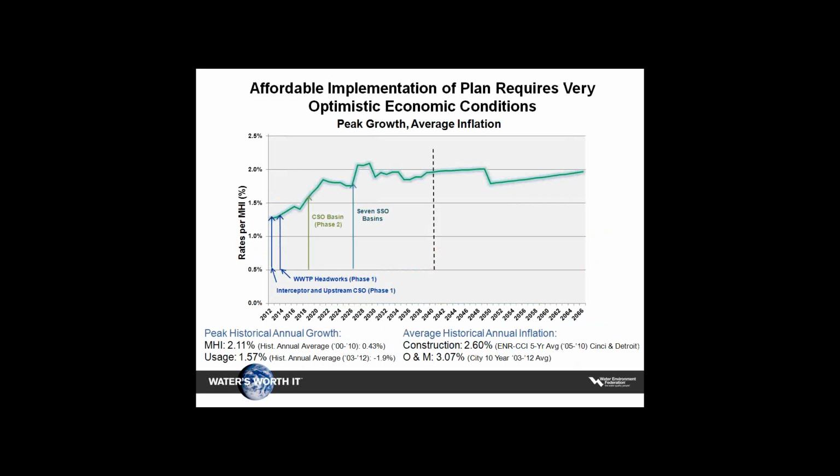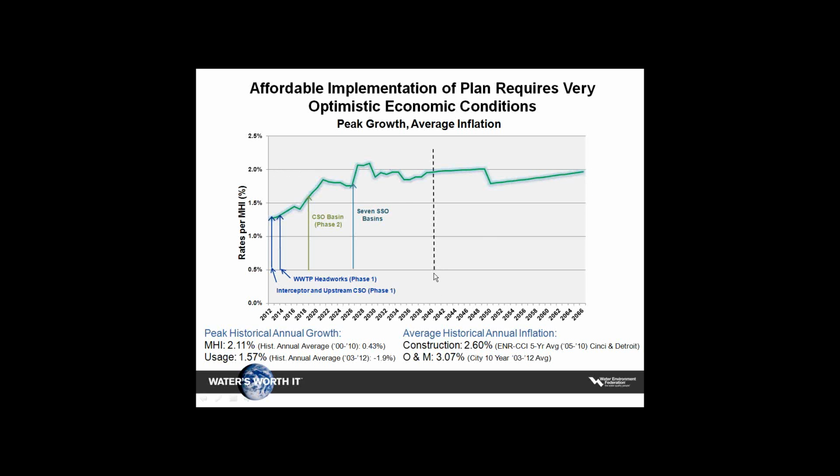Again, the next slide would be affordable implementation. The plan requires very optimistic economic conditions. And again, it's a peak historical growth of about 1.5% per year, and then an average inflation event over time of right around 3%. And what this shows is that on our sequencing of events, early on would be the wastewater treatment plant, then the basins, and then the SSOs, and then over time we can meet this 2% of median household income number, which allows us to have the affordability.